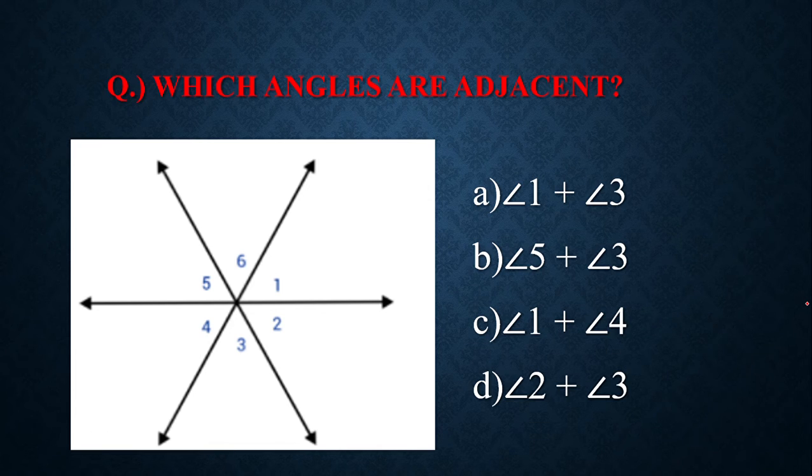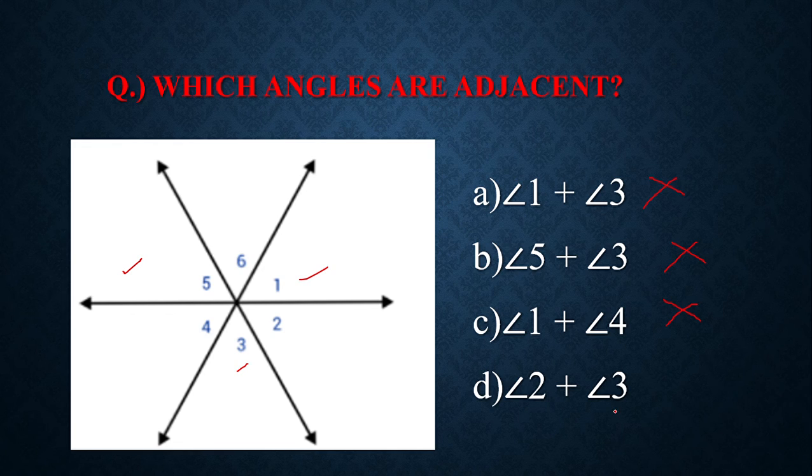So which angles are adjacent? Let's see which angles are adjacent. You have to choose from four options. So let's go one by one. Angle 1 and angle 3. But these are not adjacent. They are not sharing a common arm. So it is not. If I talk about angle 5 and angle 3, they are very separated and there is one more angle. So this is also not. Angle 1 and angle 4. So angle 1, they're sharing the common vertex but not a common arm. So it's also wrong.